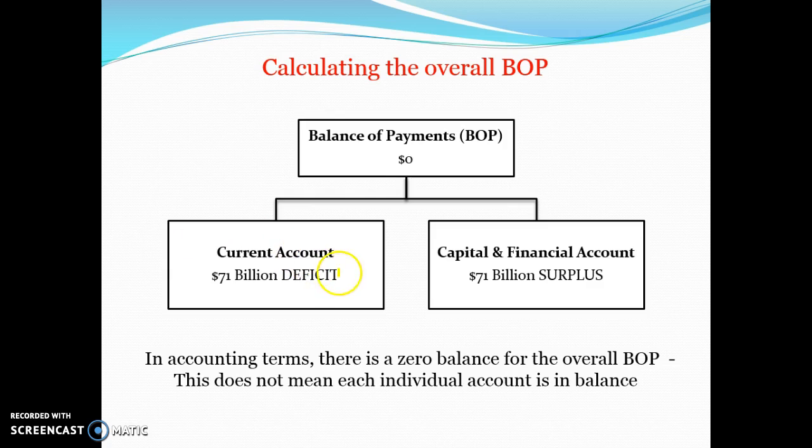Okay, and that's what this is just talking about. A $71 billion deficit in the current account means a $71 billion surplus in the other two accounts combined. That's what the balance of payments is. It's an annual statistical record of all transactions coming in and out of our country for both current purposes and capital and financial purposes.